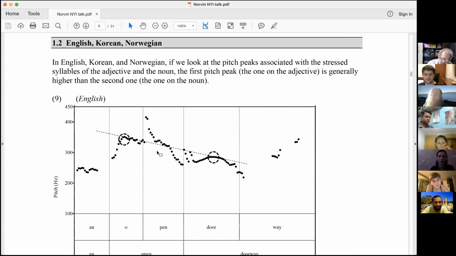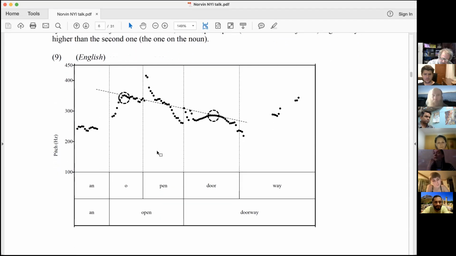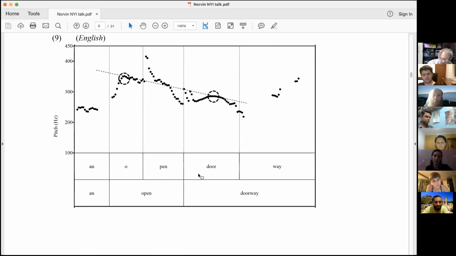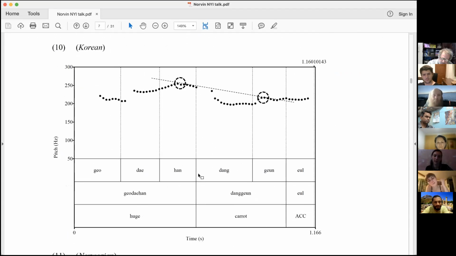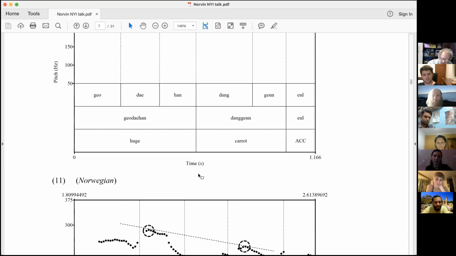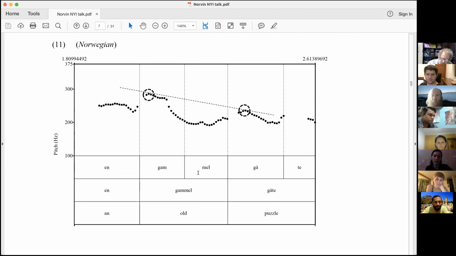Turns out there are two kinds of languages. There are languages like English, Korean, and Norwegian, where if you look at the pitch peaks associated with the stressed syllables of the adjectives and the noun, the first pitch peak, which is on the adjective in all three of these languages, is generally higher than the second pitch peak, the one on the noun. So you get English pitch tracks like the one in 9, an open doorway. Higher, lower. And there's a Korean example in 10 that means a huge carrot. And here's a Norwegian example for a Norwegian phrase that means an old puzzle. Yeah. So higher on the first word and lower on the second word. That's one type of pitch track that you get in these languages.